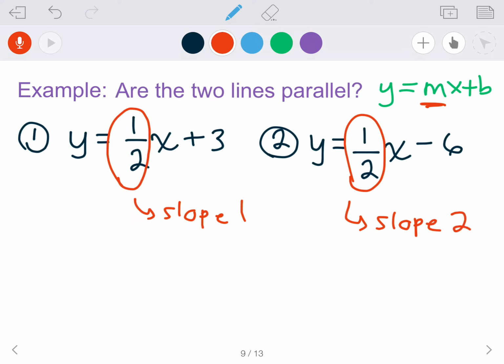So let's compare these two numbers. We have 1/2 and 1/2. Well, those look the same to me. So since the slopes are the same, these two lines are parallel. So again, one more time: these two lines are parallel because they have the same slope.